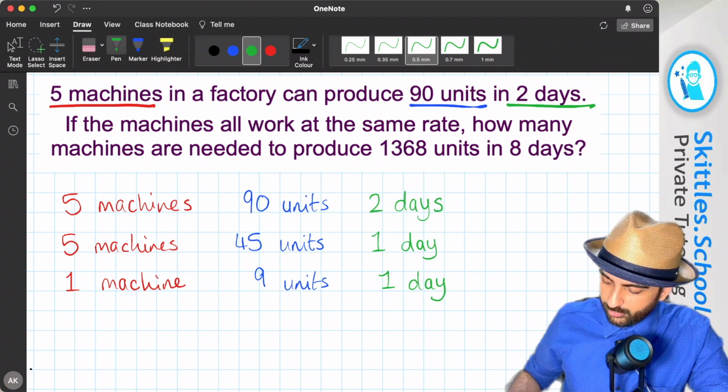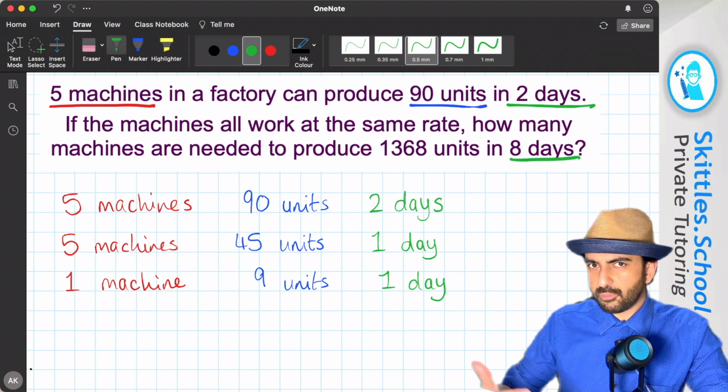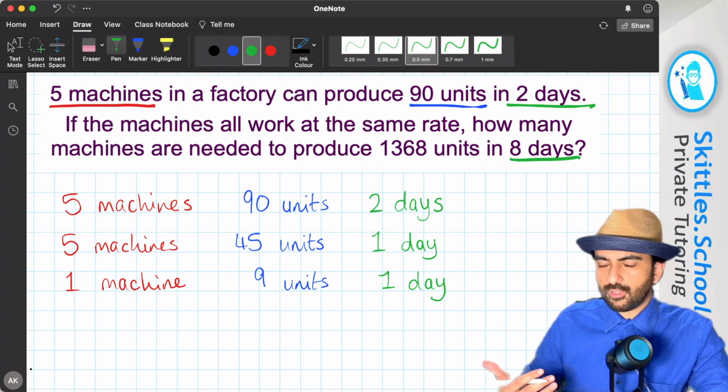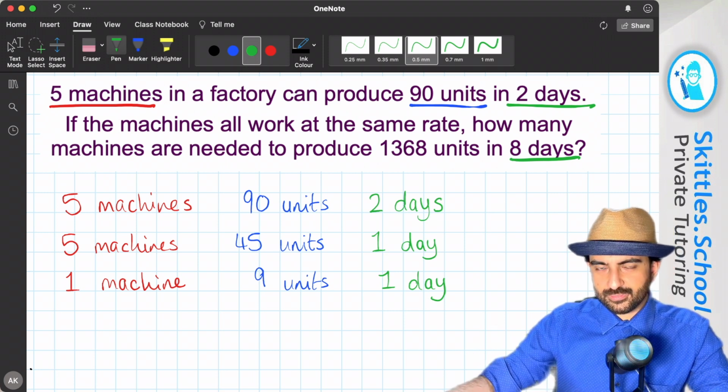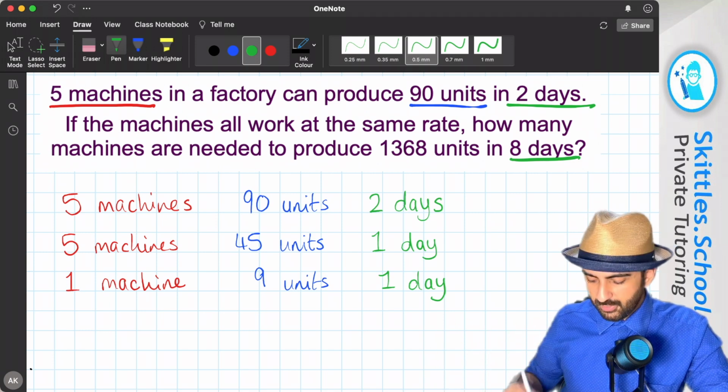We need to get to 8 days. So in 1 day, if a machine is making 9 units, how many would that machine make in 8 days? Well, it's 9 units per day over 8 days. That must be 72 units.